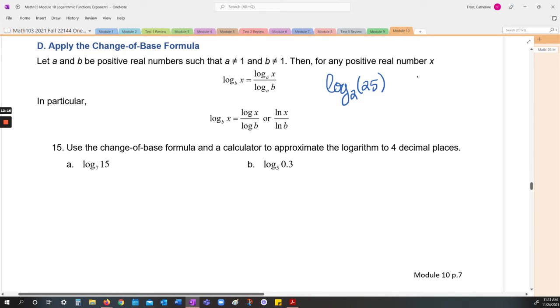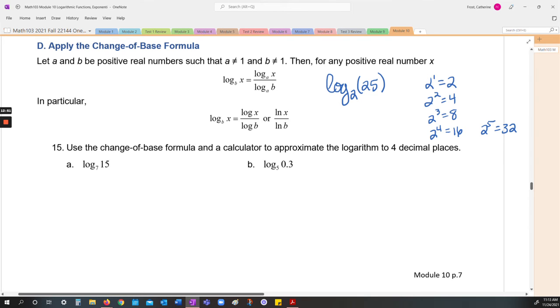Well, 2 to the something. Let's see, 2 to the first power is 2, 2 squared is 4, 2 cubed is 8, 2 to the 4th is 16, 2 to the 5th is 32. Okay, so 25 is in between 16 and 32, so this is going to be somewhere between 4 and 5. But to get a much better approximation than just between 4 and 5, we would like to be able to put this in our calculator.